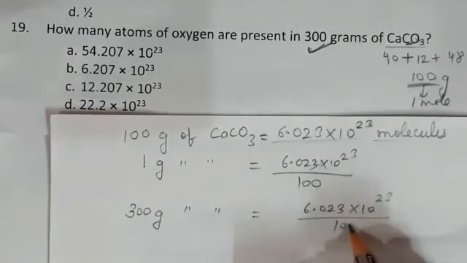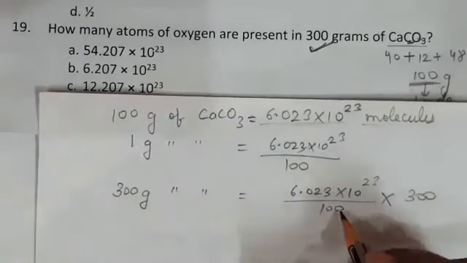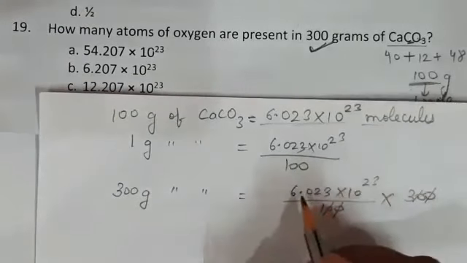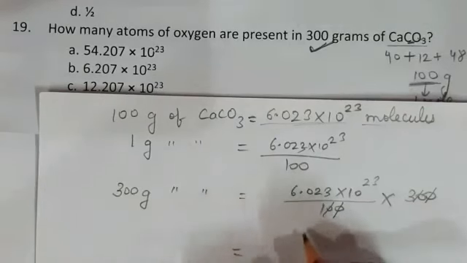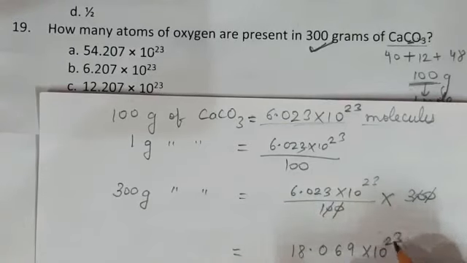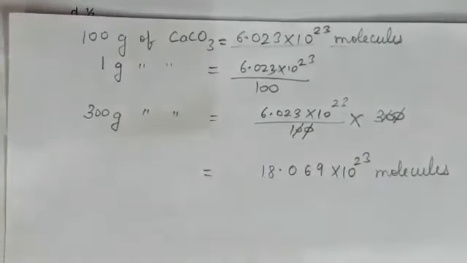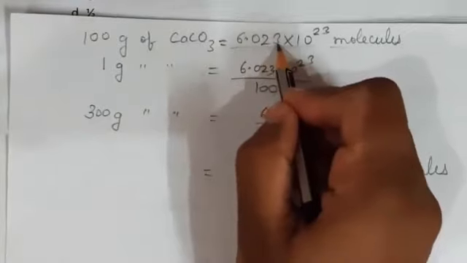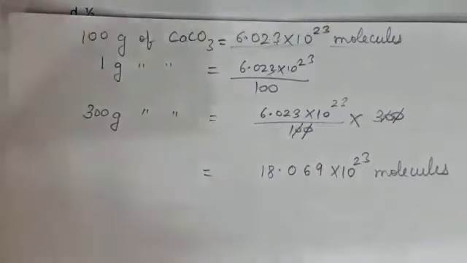Okay, now calculate for 300 grams. For 300 gram of calcium carbonate, it will be 6.023 into 10 to the power 23 divided by 100 into 300. Okay, now solve this. 20 cancel. Then 6.023 multiply by 3. You will get 18.069 into 10 to the power 23 molecules.